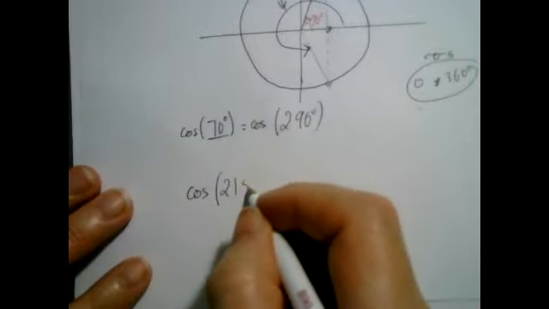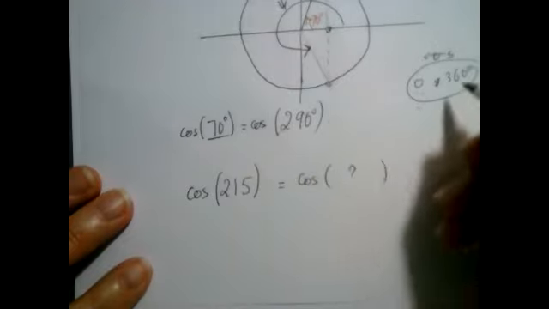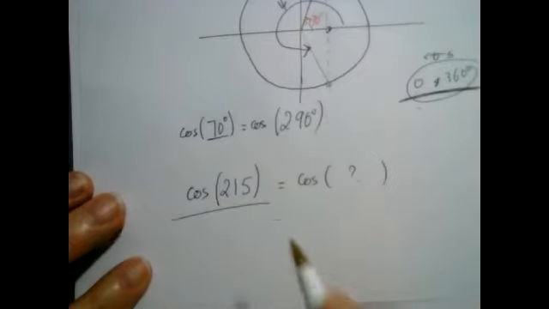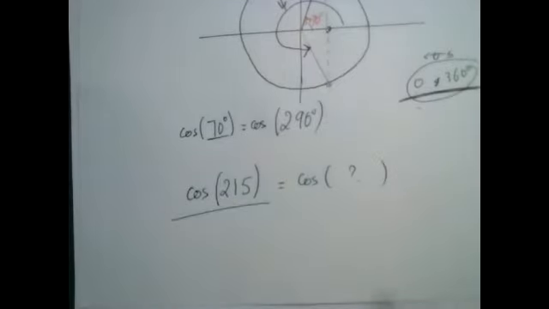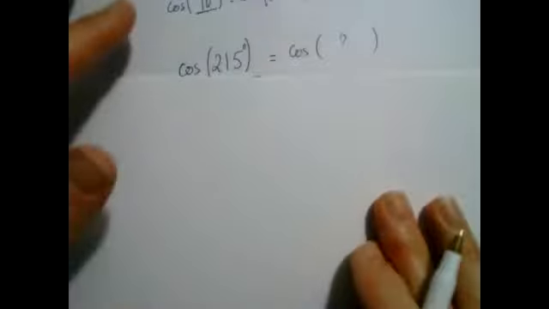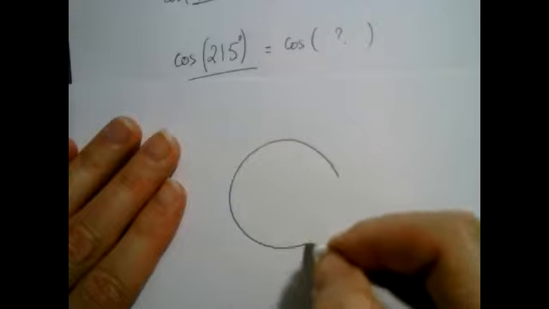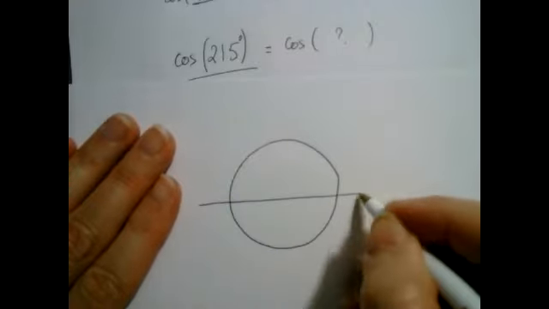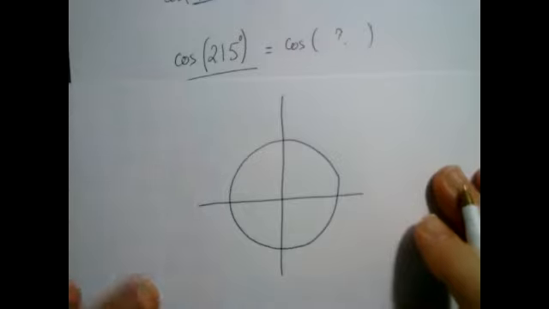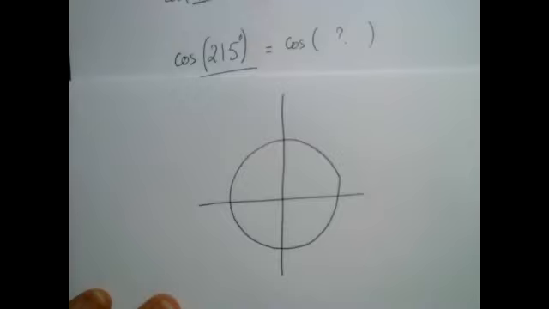Cosine of 215. Give me another angle between 0 and 360 that has the same cosine as the cosine of 215 degrees. Okay. All right, we still have 2 minutes and I want you all to be able to do that. Draw the unit circle. Draw 215 on the unit circle. And then ask yourself which other angle will have the same cosine.